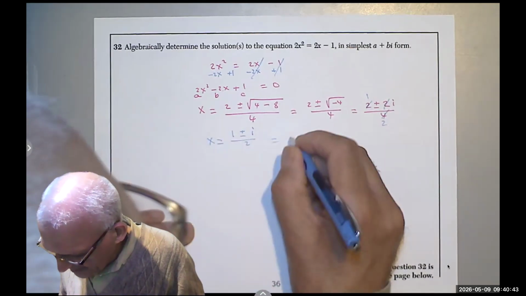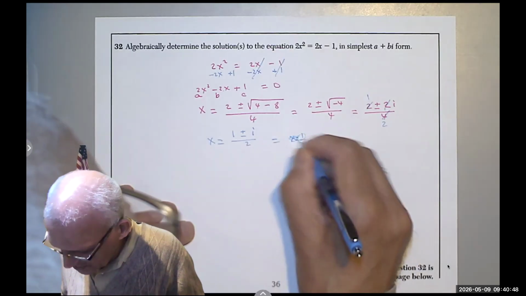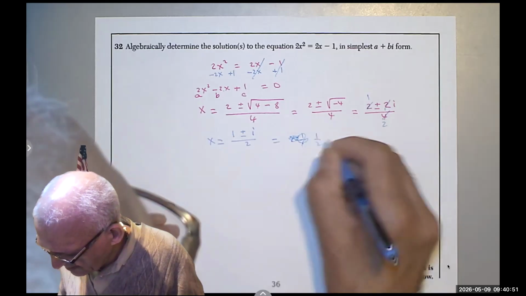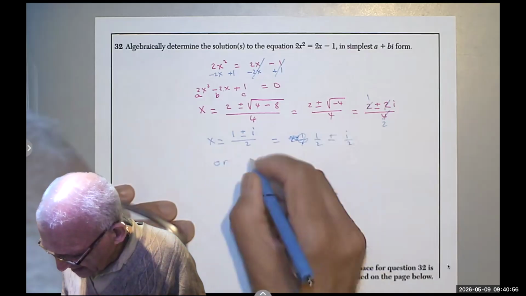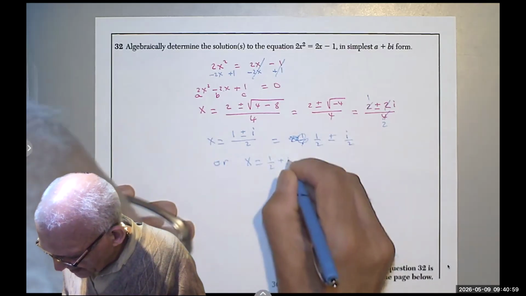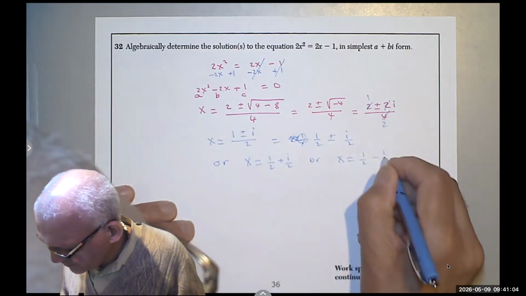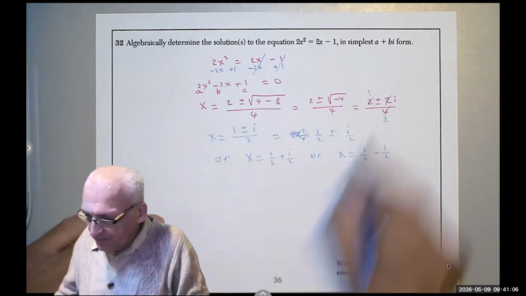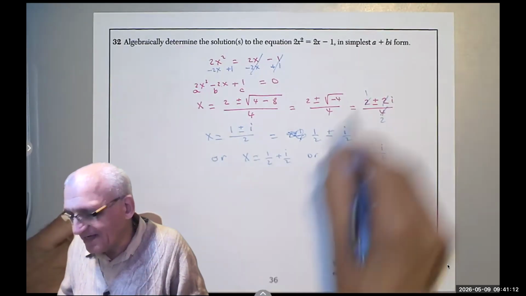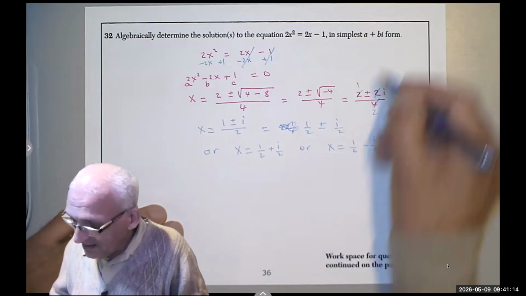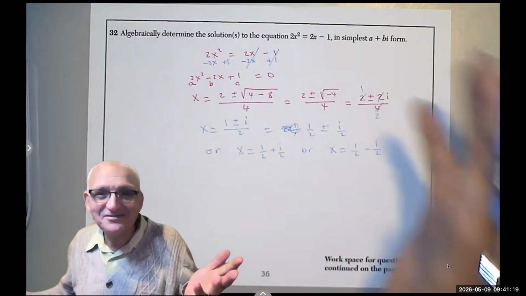Or I can split it up and say x equals 1/2 plus or minus i over 2. Or I can say x equals 1/2 plus i over 2, or x equals 1/2 minus i over 2. They want it in a plus bi form, so a is 1/2. And someone would say, but they didn't say i over 2 or 1 over b. Okay. It's really a matter of taste.